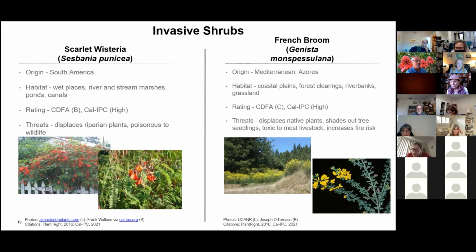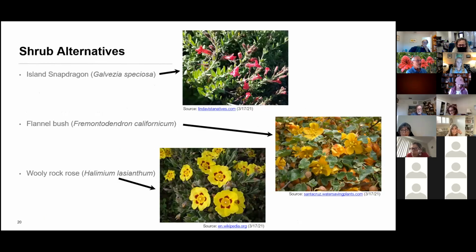French broom in the forested areas really promotes fire and can take over habitat, and it's toxic as well. Alternatives here include island snapdragon, flannel bush, our native Fremontodendron californicum, and woolly rock rose, which we have in our garden, and it's really lovely.